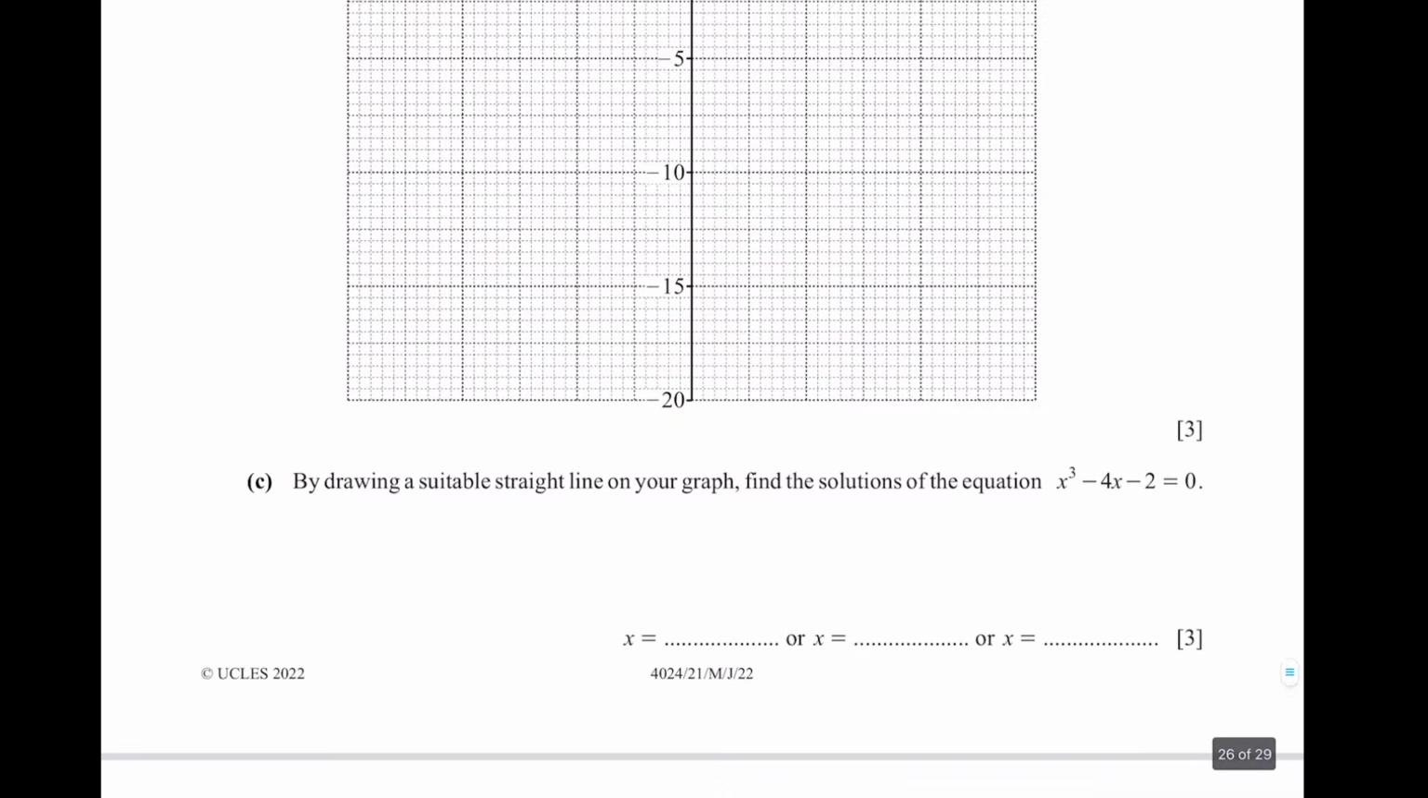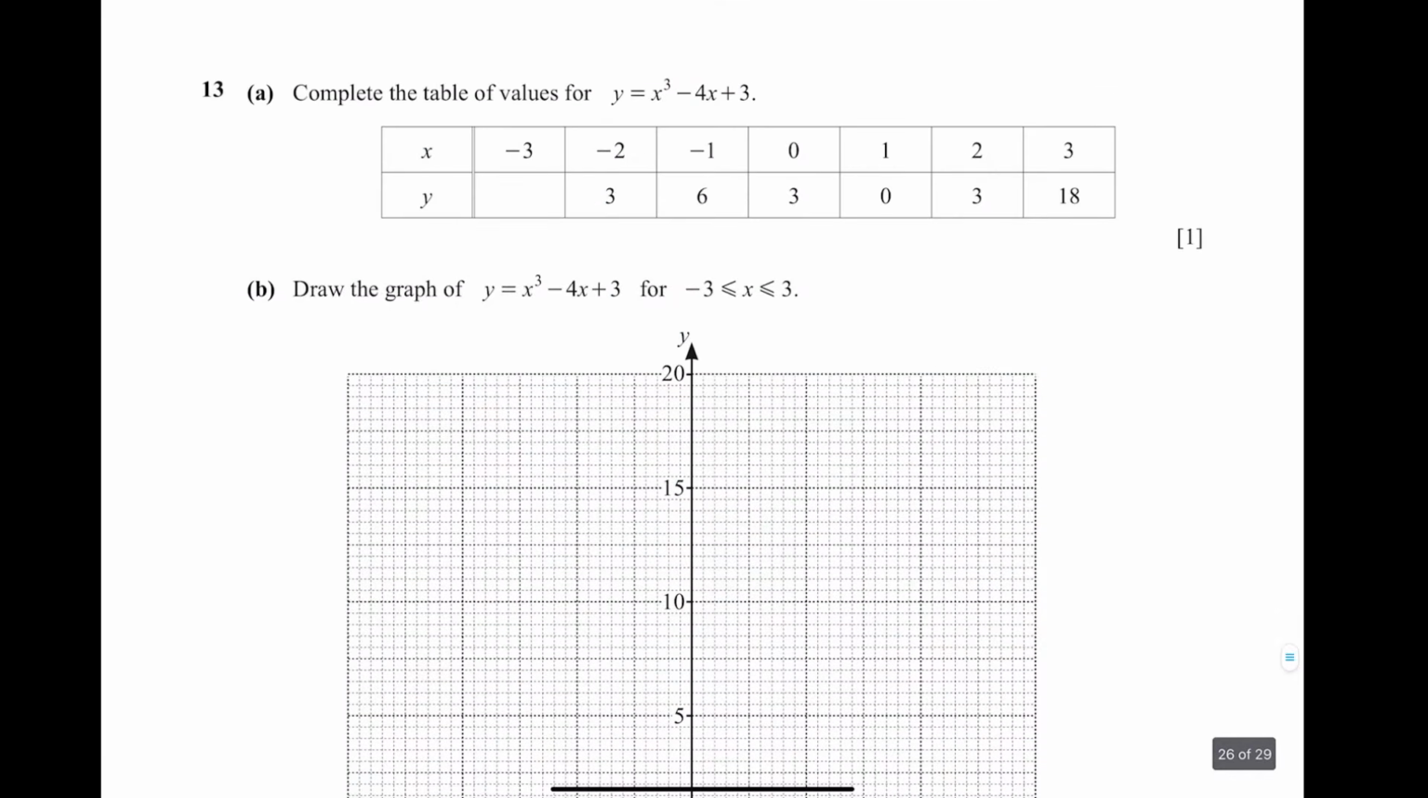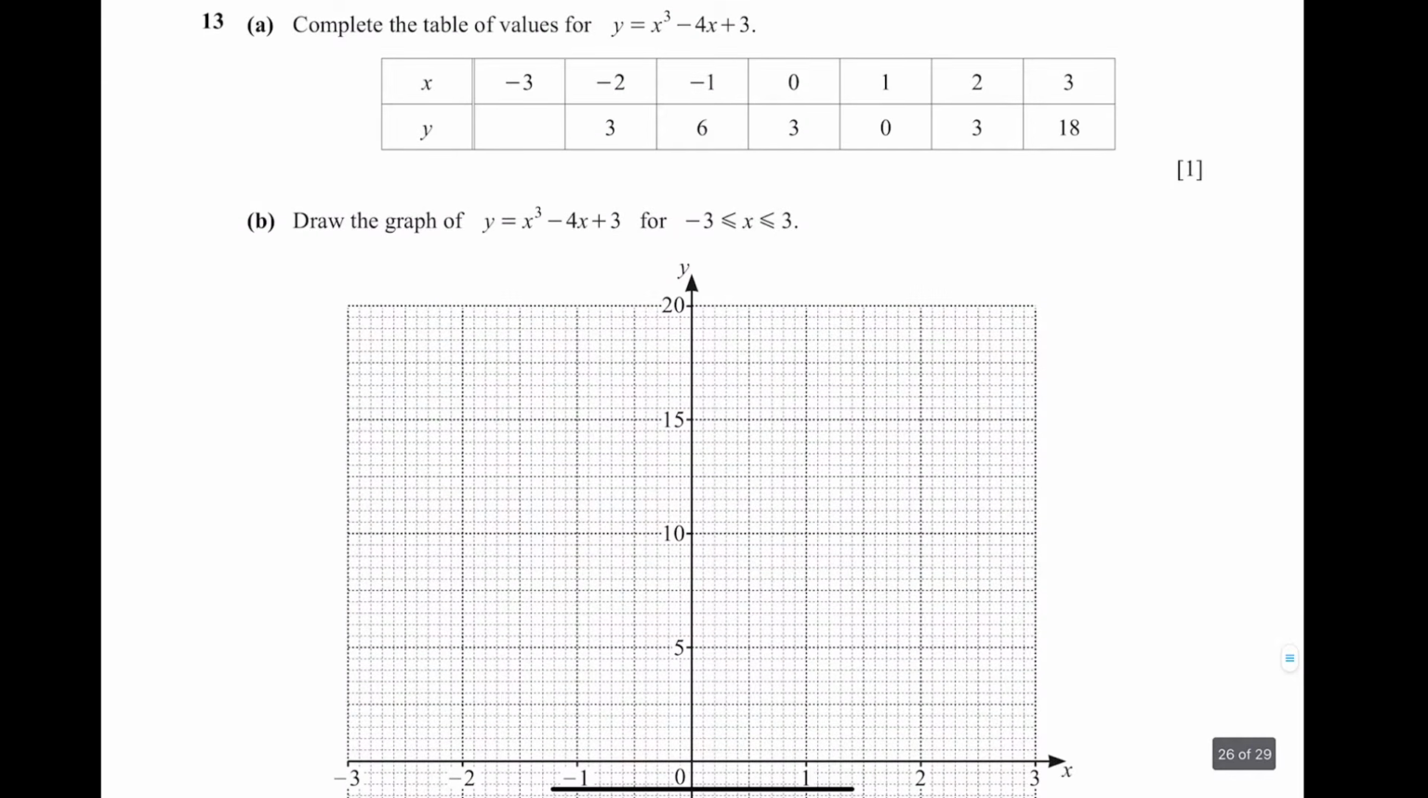So this question is very recent. It's May-June 2022, paper 2, variant 1. That's pretty easy as well. So let's see what it says. It says complete the table of values for y equals x cubed minus 4x plus 3. So this is just a free mark, honestly. All you have to do is just plug in minus 3, and please do not make a sign error, and find out the y value.